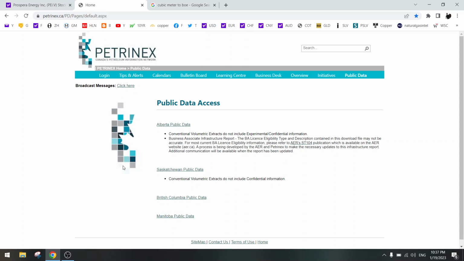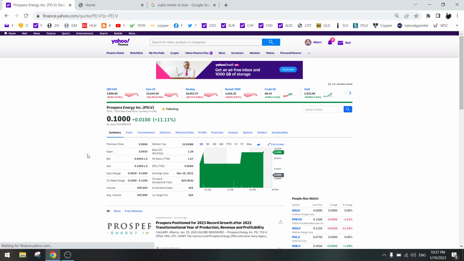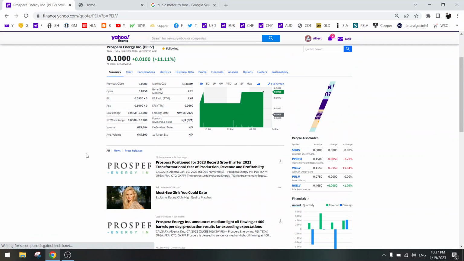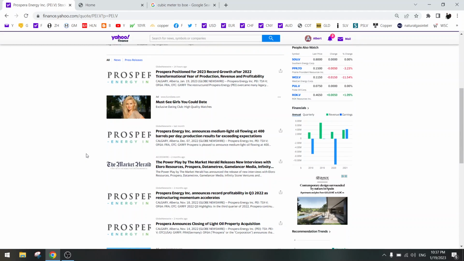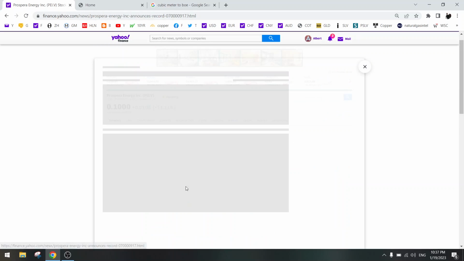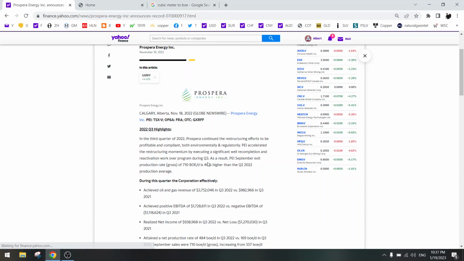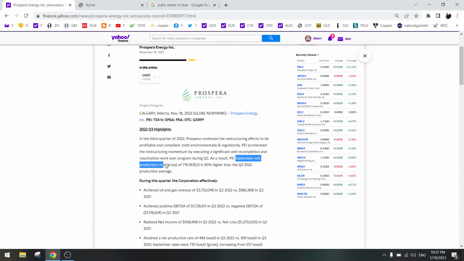I found out about a nice website where you can access oil production data of companies. So I wanted to show how we find out about the production data. Let's take an example, Prospera Energy. Let's say we take the September exit production rate of 710 barrels per day.